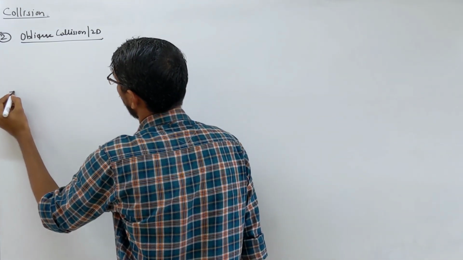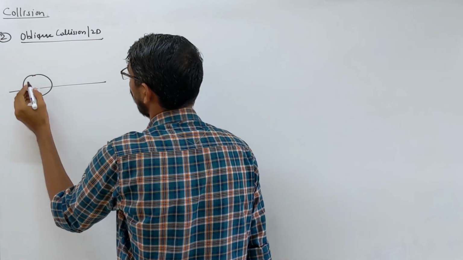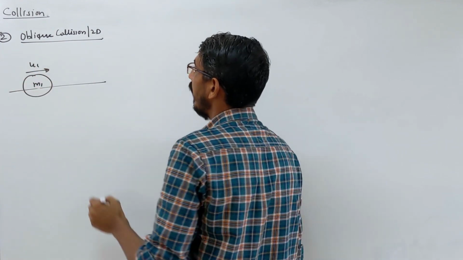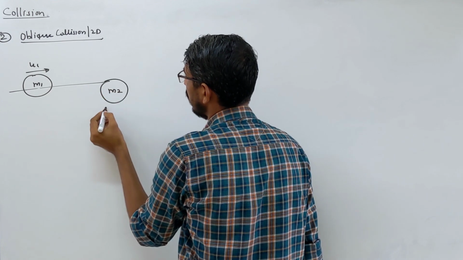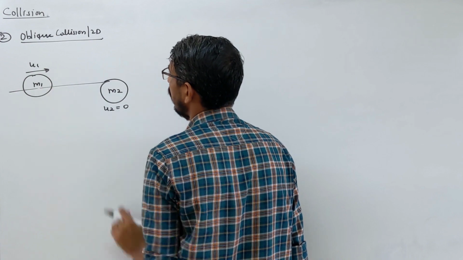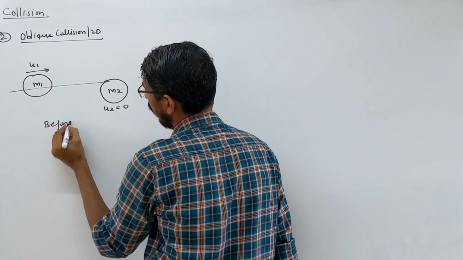Suppose there is one ball, mass m1, moving with velocity u1 like this. It collides obliquely with some other body, m2. Let's say this body is placed at rest, for simple calculation. This is before collision.